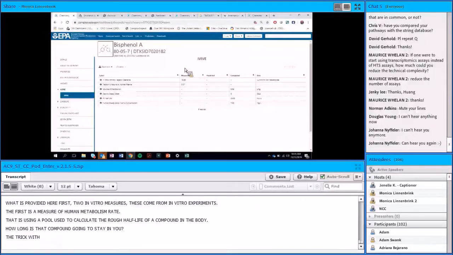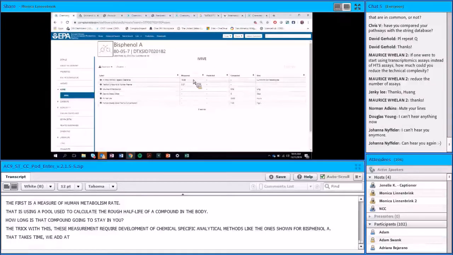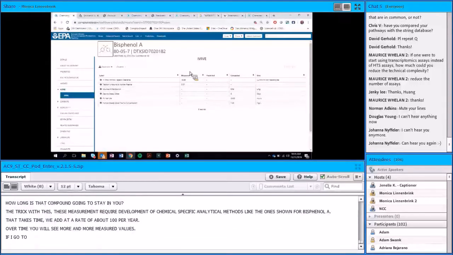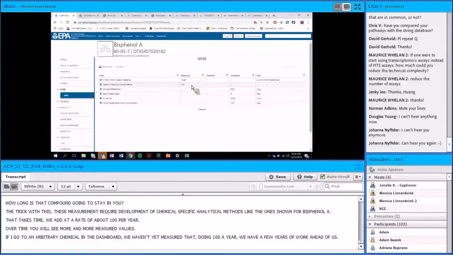And the trick with this is that these measurements require development of chemical-specific analytical methods, like the ones that were shown for bisphenol A from the Tox21 project. That takes time to develop those methods, and so we add chemicals at a rate of about 100 per year. And so over time, you will see more and more measured values here. If I go to an arbitrary chemical out of the 800,000 in the dashboard, we have not yet measured that. Doing it at 100 a year, we've got a few years of work ahead of us.